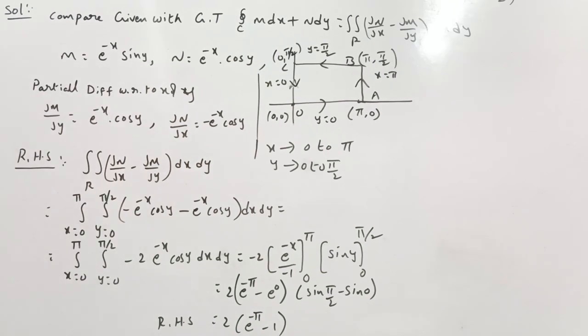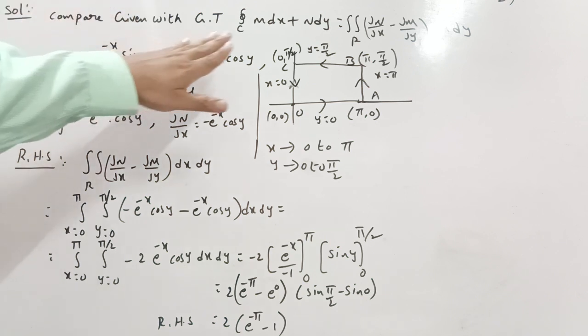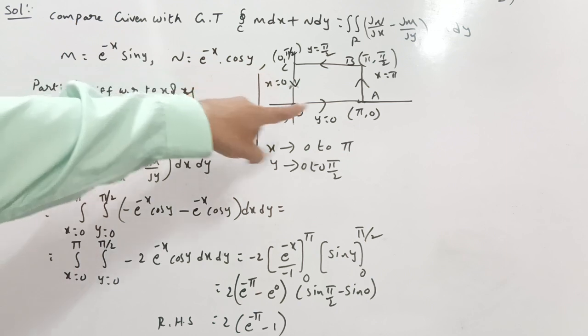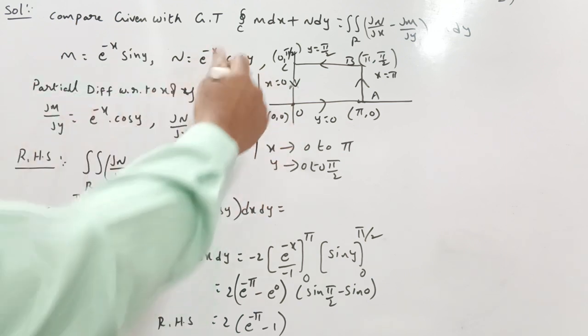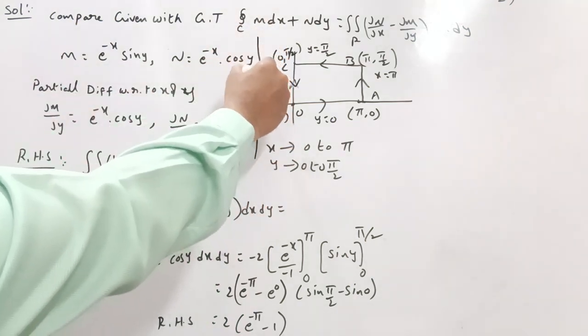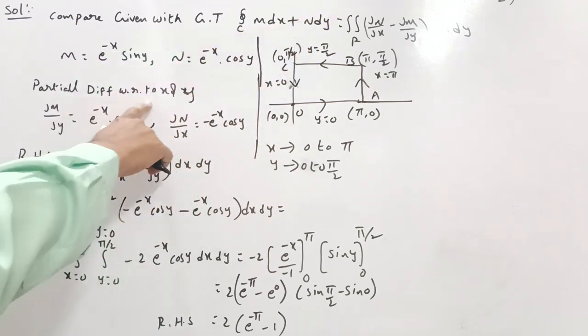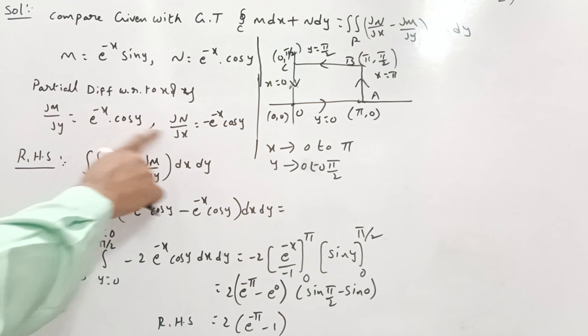Understand here? So first what we have to do, we have to compare the given with M dx plus N dy. So the M value is this, the N value is this. He gave a rectangle, we plot the points here. Correct. Then find dou M by dou y and dou N by dou x, partially differentiating with respect to x and y.